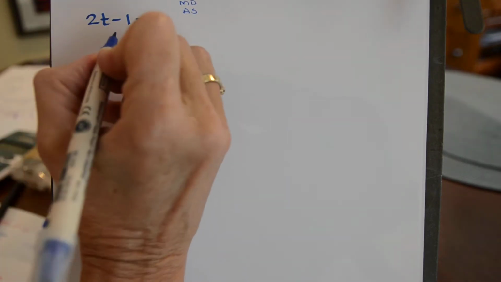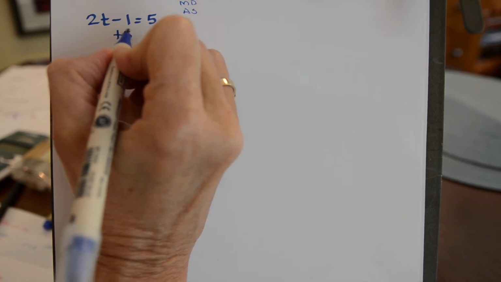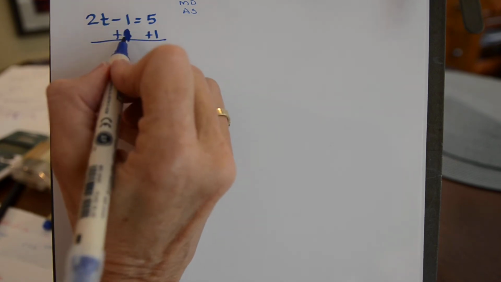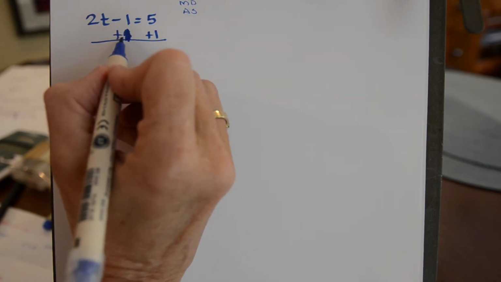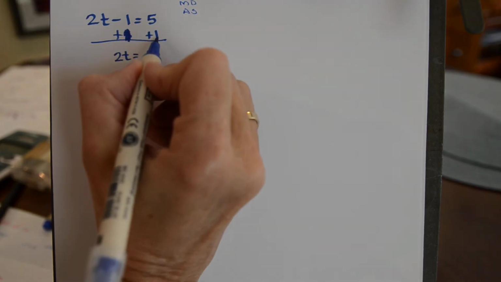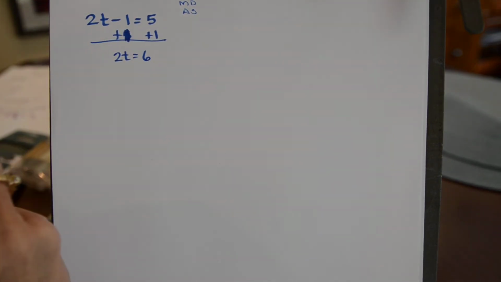So I want to add 1 to both sides of this equation. So that leaves me, this goes to 0, and 2t plus 0 is just 2t. And then 5 plus 1 is 6.